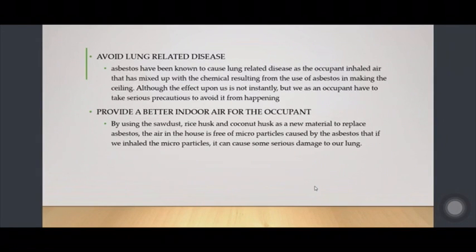This new material can help to provide better and healthier indoor air in the house. By using sawdust, rice husk, and coconut husk, the air in the house is free of microparticles caused by the asbestos, which, if we inhale them, can cause some serious damage to our lungs.